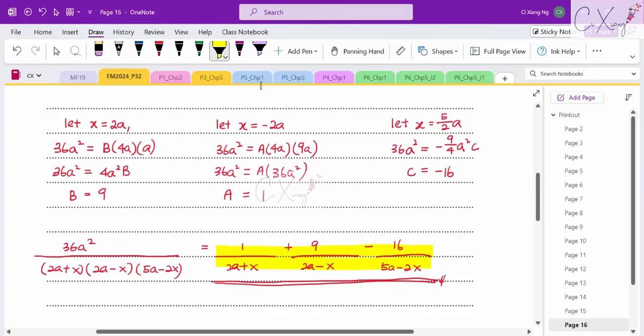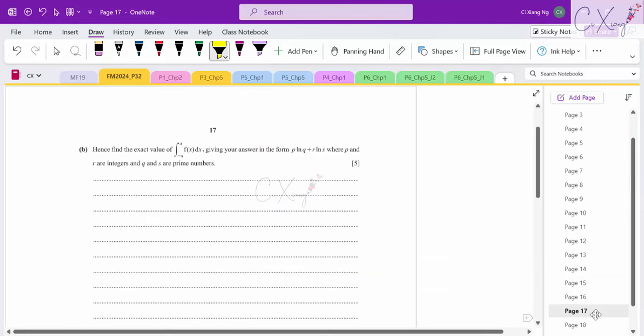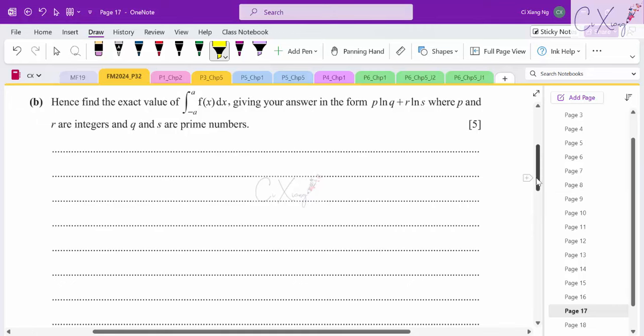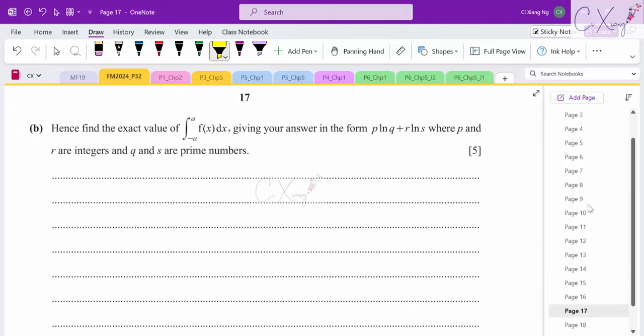Okay, so let's proceed to the next part, part number B. For part B, they want us to find the exact value. Please highlight the keyword exact. This tells us that your final answer cannot be in any decimal number. Also our final answer must be in this pattern, P ln Q plus R ln S, where they mention clearly that P and R are integers, Q and S are prime numbers.